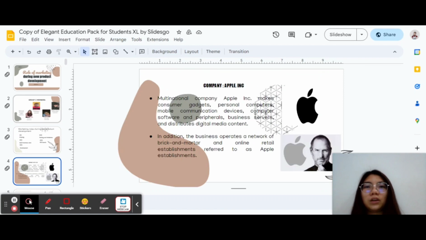So our group chose Apple company in this topic. So let me introduce something about Apple company. Apple company is a multinational company which makes customer gadgets, personal computers, mobile communication devices, computer software and peripherals, business servers, and distributes digital media content. In addition, the business operates a network of brick-and-mortar and online retail establishments referred to as Apple establishments.